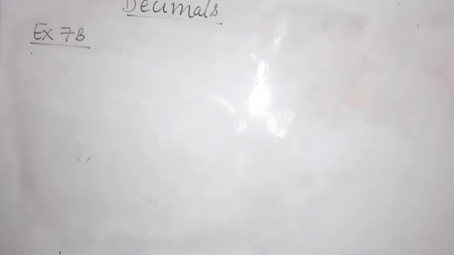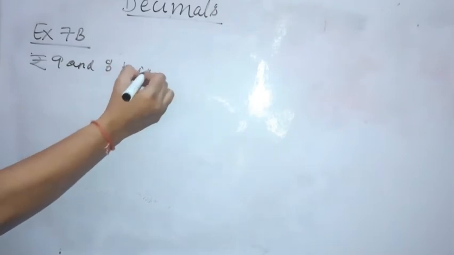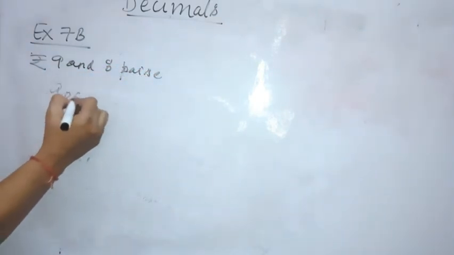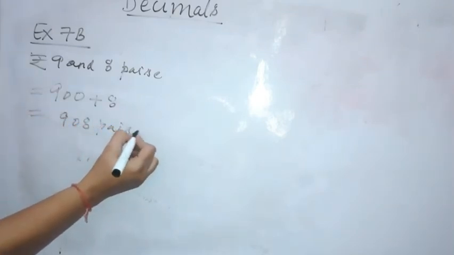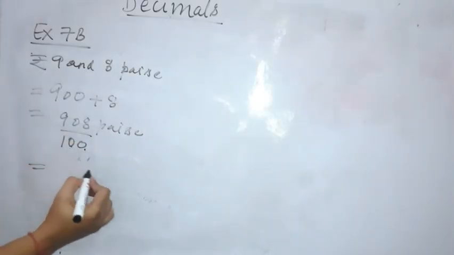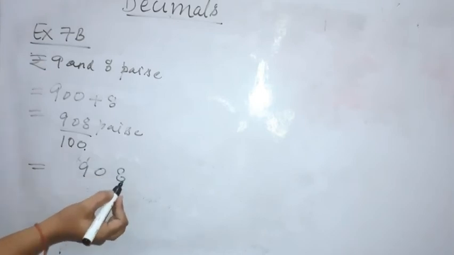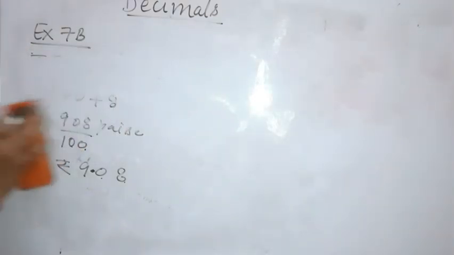So the next question is rupees 9 and 8 paise, right? So 9 rupees means 900 paise. So 900 plus 8, it will be 908 paise. Now we have to convert it into rupees. So paisa to rupees, small to big. That means we have to perform the division. Divided by 100, 2 zeros in the denominator. Place the decimal point before 2 digits, 1, 2, from the extreme right, it will be rupees 9.08. Now, I am going to solve the third option for you.